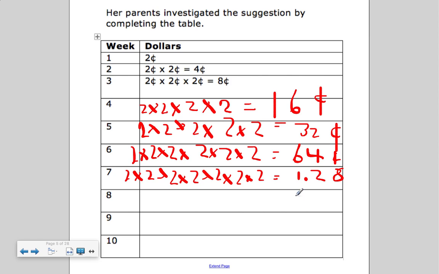If I double that, that would be $2 and I believe 56 cents. If I double this, let's see, double is 12 carry the 1, is 11 carry the 1. I believe is, wait, nope. Where's my eraser? This, I believe, is 512.